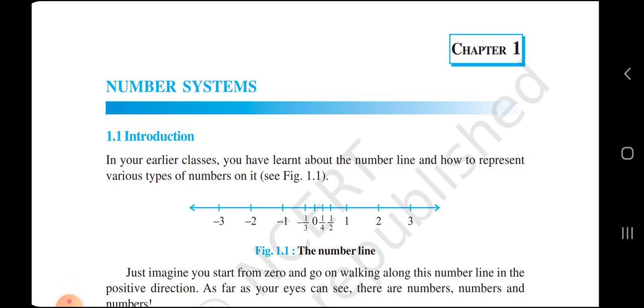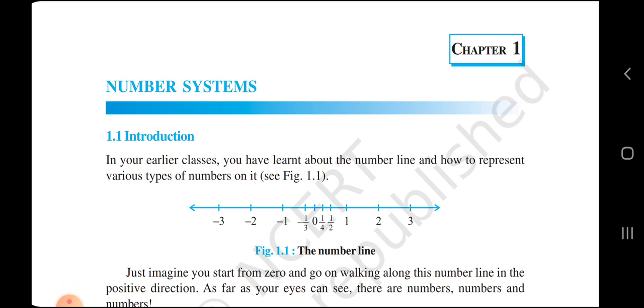We find the rational number between any two rational numbers. So we find rational numbers between 1 and 2. We also find the rational numbers between 1 and 2 by using an alternate method. So finally we know that there are infinitely many rational numbers between any two given rational numbers. Then we start exercise 1.1.